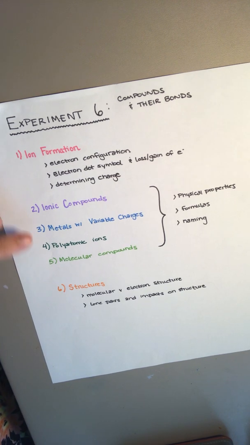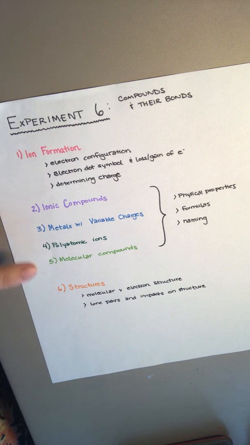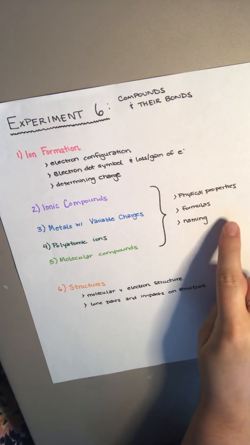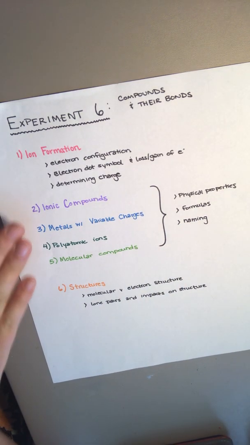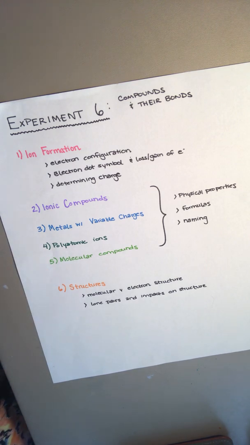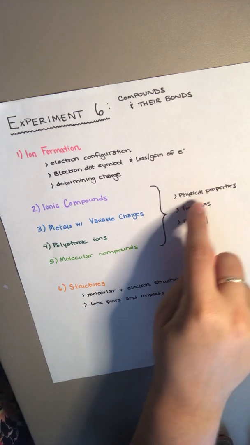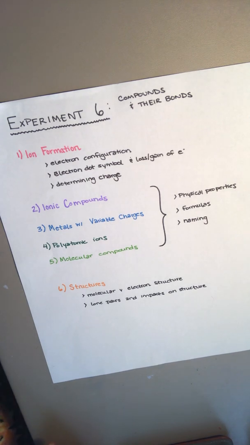The next 4 are ionic compounds, metals with variable charges, polyatomic ions, and molecular compounds. For all 4 of these categories, we're going to be looking for the physical properties, formulas, as well as the naming. Now, some of these are going to be a little bit easier, the ones at the top, and the ones at the bottom might be a little bit tougher. Don't be afraid to use your resources. Go to your textbook, go to the online sources. One thing that I highly recommend is your material safety data sheets, or MSDS sheets, because that's going to allow you to get some of those physical properties as well as help you out with the formulas and the naming.